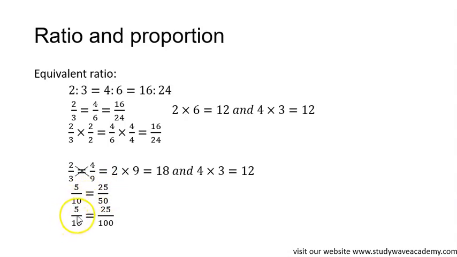Good. Here we have 5/10 is equal to 25/100. Is this a proportional ratio? Is this ratio equivalent to this ratio? Let's cross multiply. 5 times 100 is going to give us 500, and 25 times 10 is going to give us 250. So this is not a proportional ratio. This is not an equivalent ratio. This ratio is not the same as this ratio, okay? I hope you are not confused.